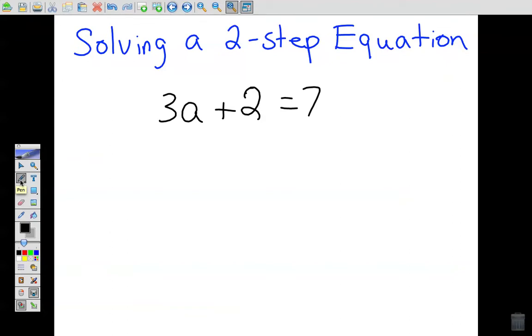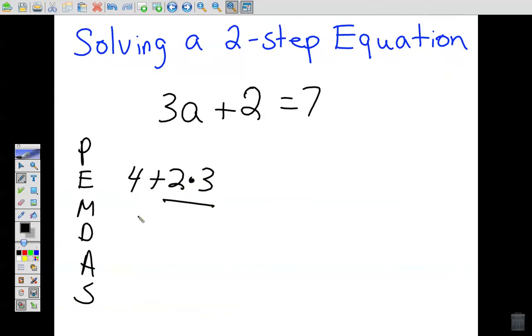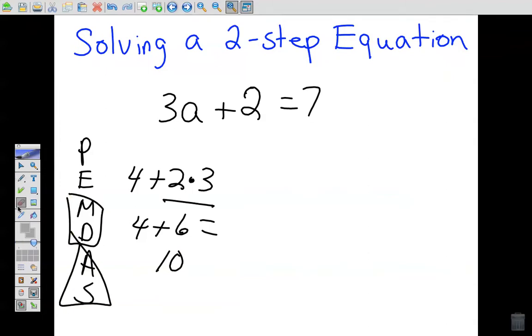Now, let's review order of operations. Please excuse my dear Aunt Sally. So, for example, if I had 4 plus 2 times 3, I multiply first, and then I add. Multiplication and division come before addition and subtraction, right?